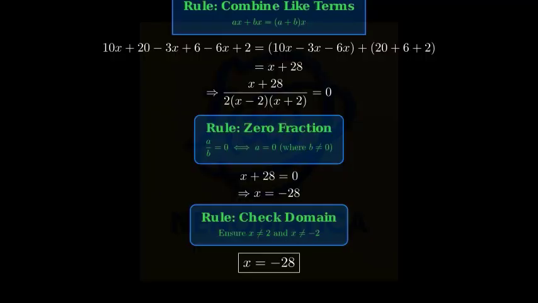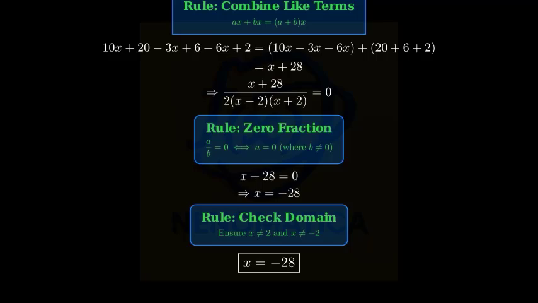Let's verify this by substituting back into the original equation. We would need to check that 5 over negative 28 minus 2 minus 3 over 2 times negative 28 plus 4 equals 3 times negative 28 minus 1 over negative 28 squared minus 4. I'll leave that verification as an exercise.